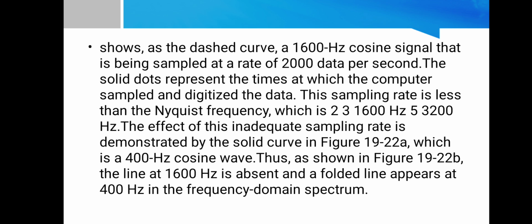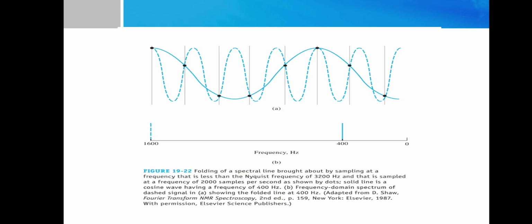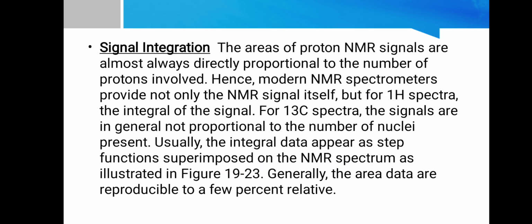The effect of this inadequate sampling rate is demonstrated by the solid curve in figure 19.22a, which is a 400 Hz cosine wave. Thus, as shown in the figure, the line at 1600 Hz is absent and a folded line appears at 400 Hz. So this is the description of folding of a spectral line brought about by sampling at a frequency that is less than the Nyquist frequency of 3200 Hz.